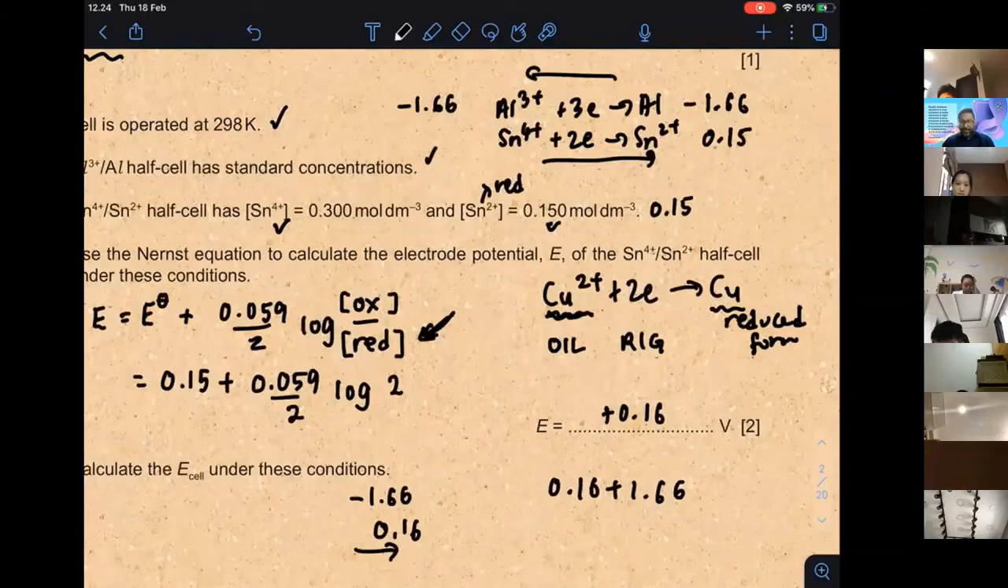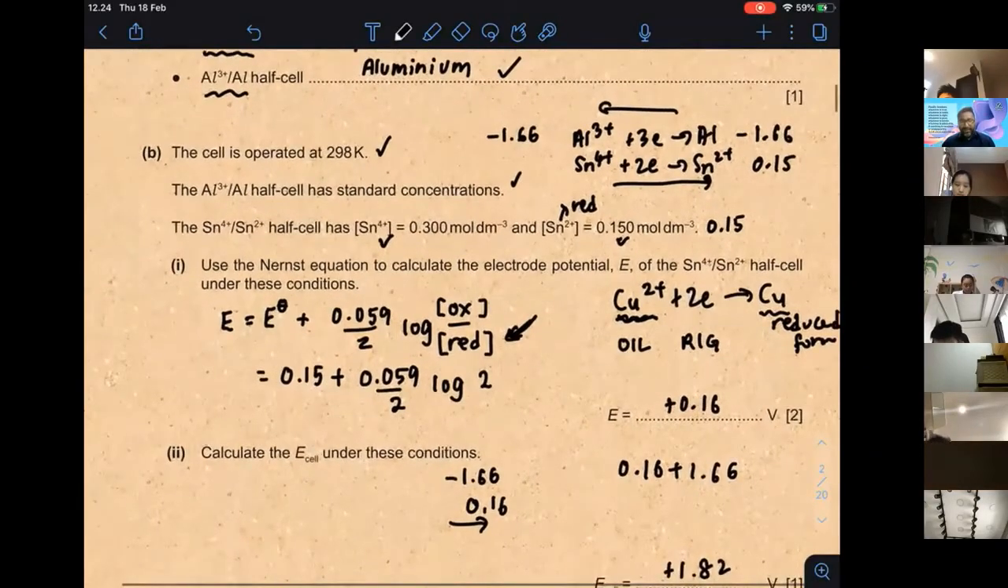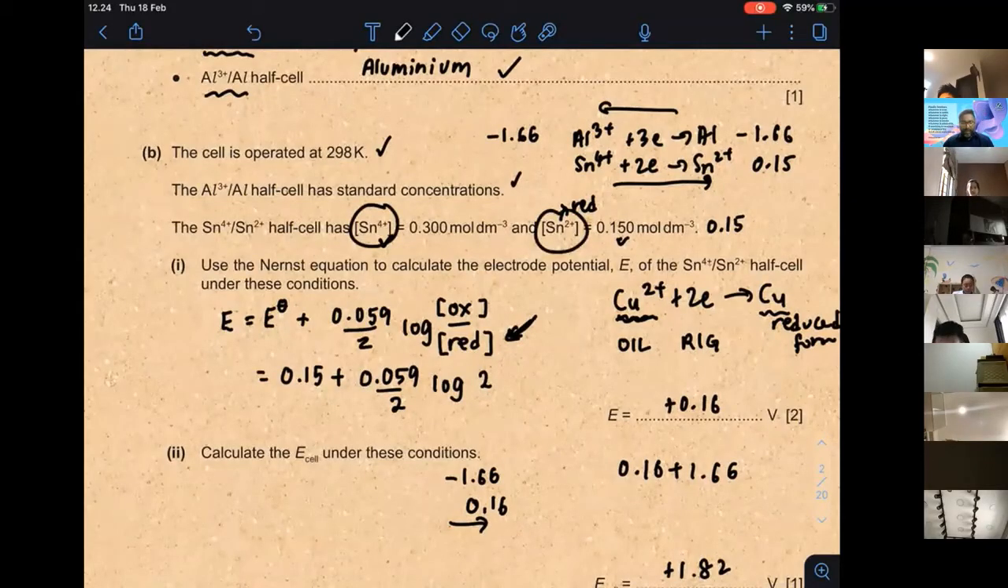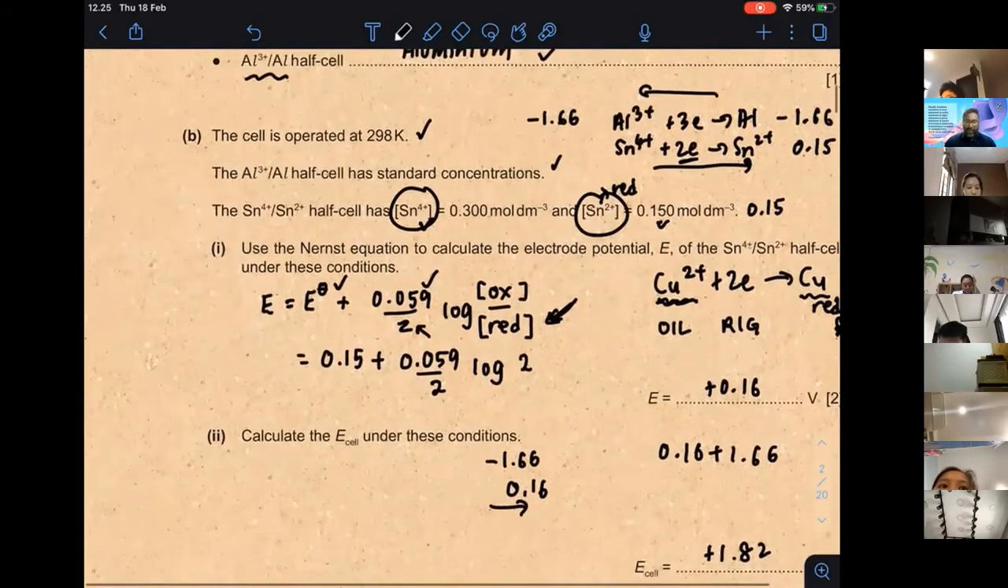But here we have to include oxidized and reduced because both of them are ions. So here, use the Nernst equation. Just make sure you know the equation. It is E standard, 0.059 divided by Z, which is the number of electrons. In this case, 2 electrons are being used, so this is going to be 2. Please take note. Log oxidized form divided by reduced form. So you need to know which one is the oxidized form and which one is the reduced form.